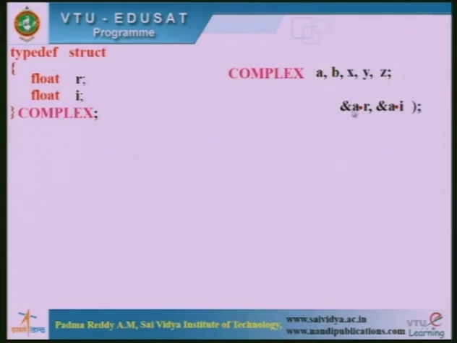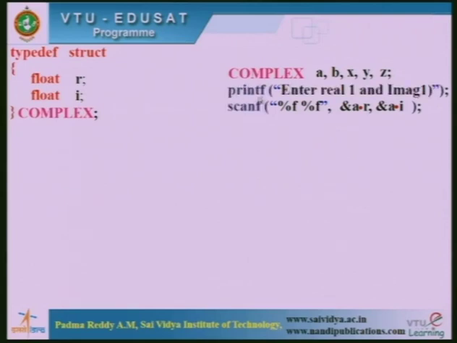Now let me see how to read the first complex number, that is the real part and imaginary part. I can access them by writing a dot r and a dot i. Both are of type float. So let me write percentage f, and we have to use the scanf function. Normally before scanf we write printf. The printf statement is: Enter the real part and imaginary part of the first number.